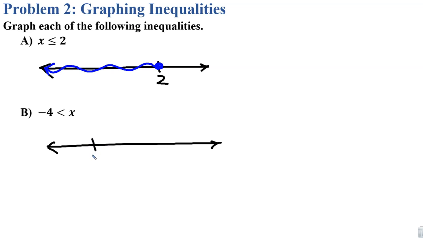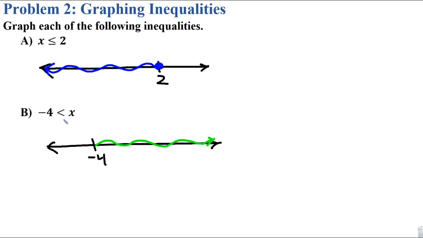Once again, I'm going to put a negative 4 on my number line. And when I read negative 4 is less than x, okay, that means that negative 4 is smaller than my x values. Or I could read this backwards and say x is greater than negative 4. Either way, what we'll end up with is we'll be shading everything above negative 4. Okay, my solution to this inequality represents any number that's bigger than negative 4.